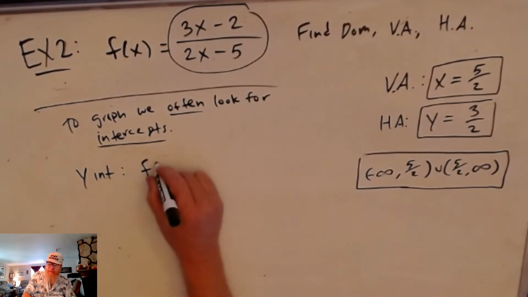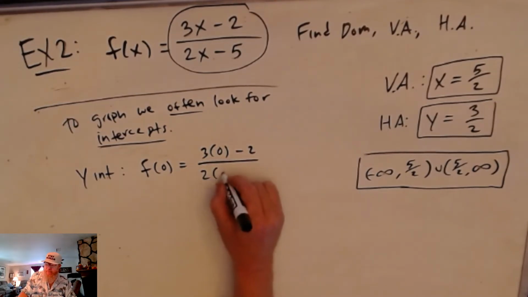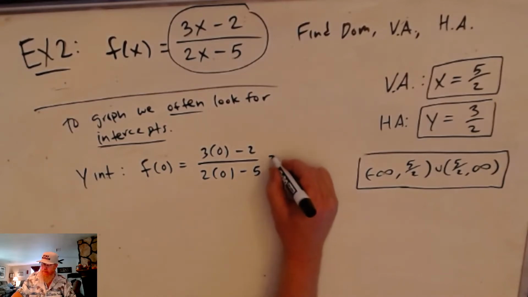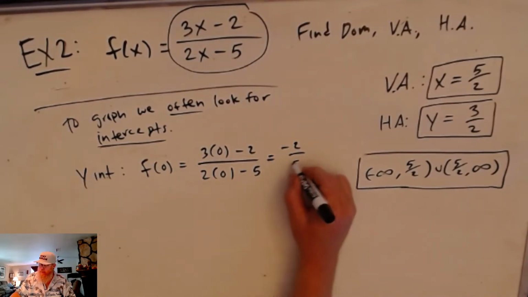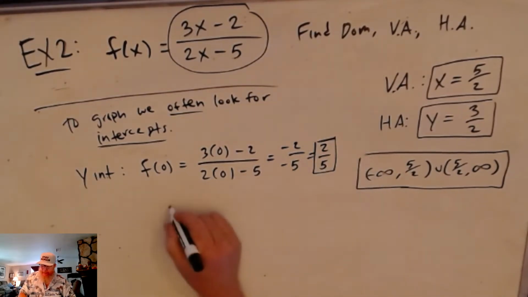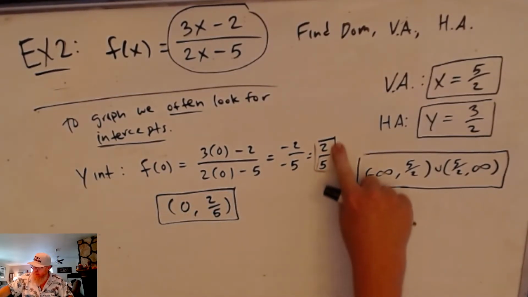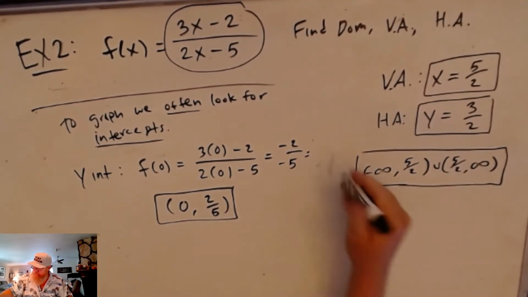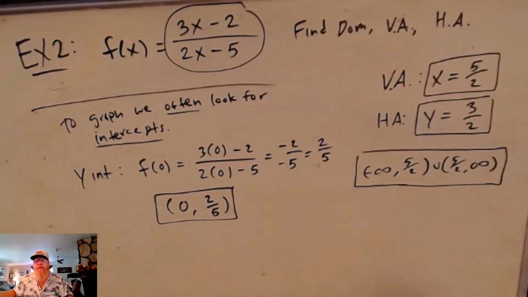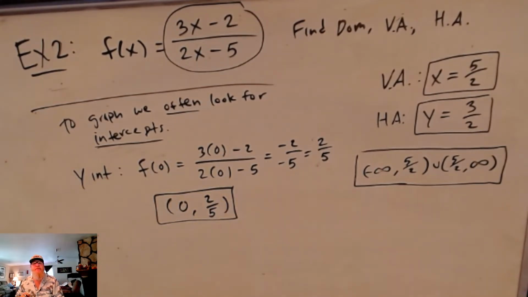The y-intercept is by far the easiest. You just plug in 0 for x, and you get -2 over -5, which is 2/5. So you'd say (0, 2/5). That would be your y-intercept. I probably should not have boxed that yet. So that is by far the easiest point, the y-intercept.